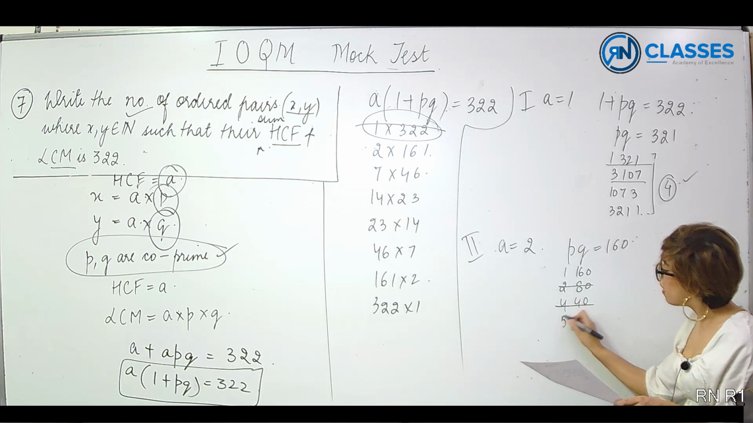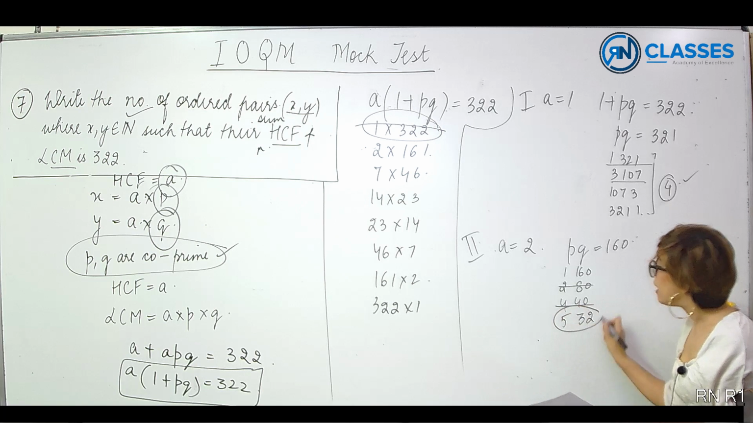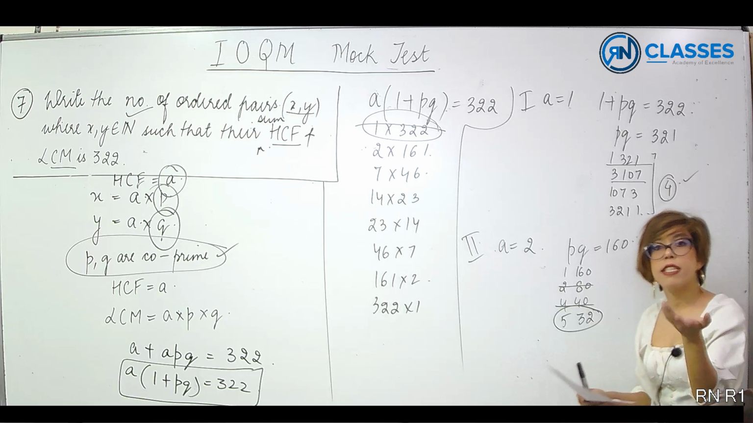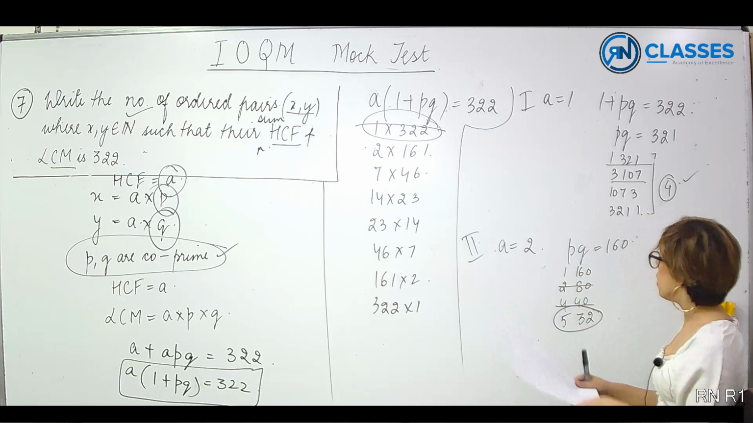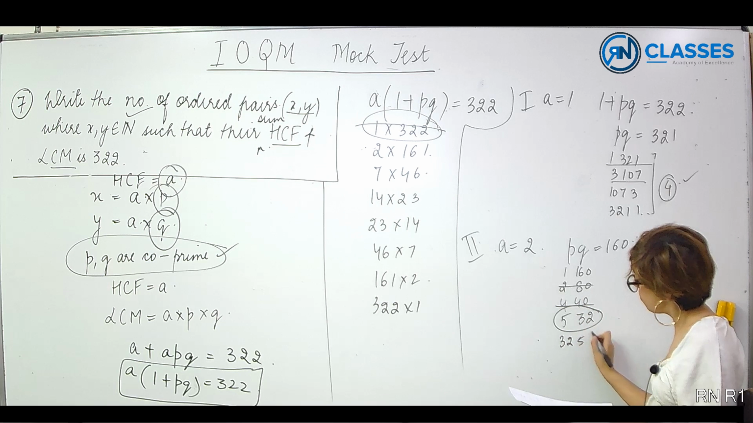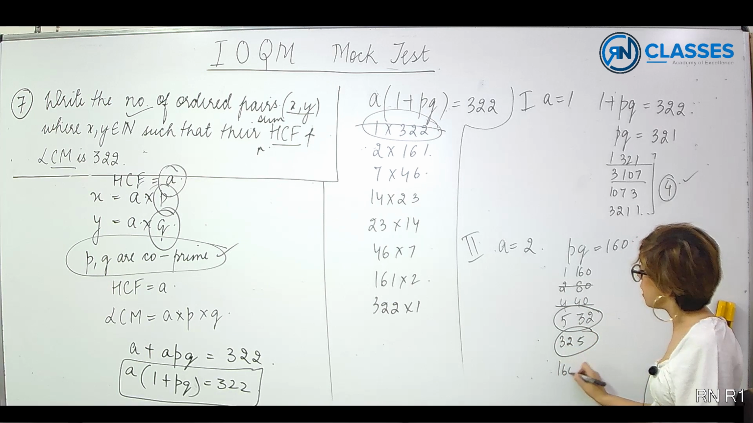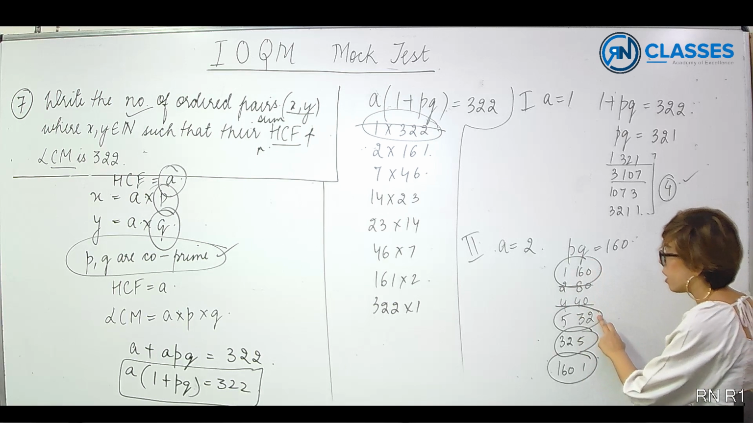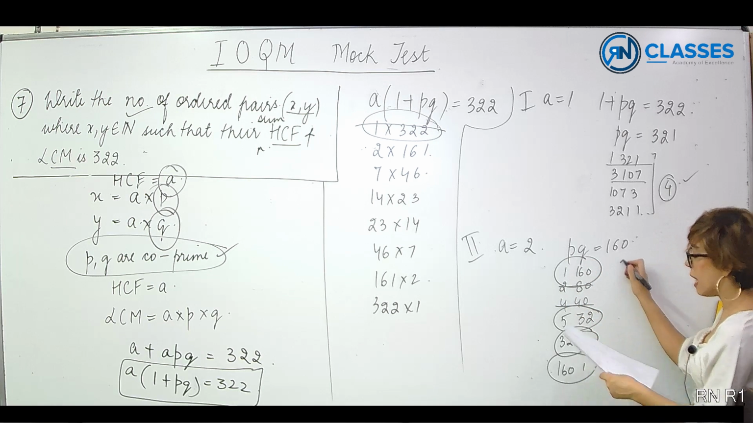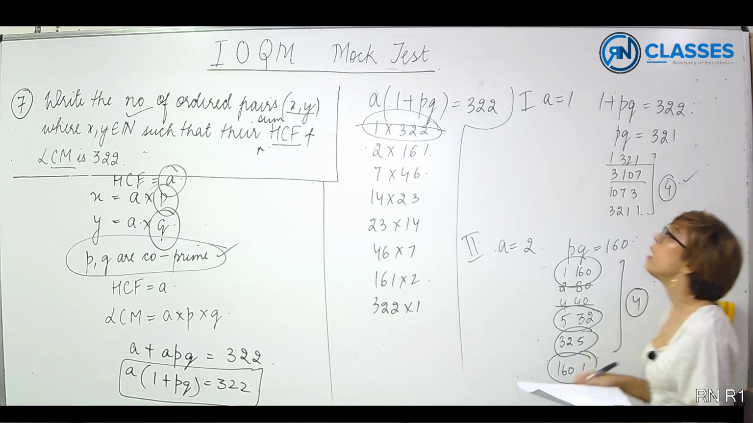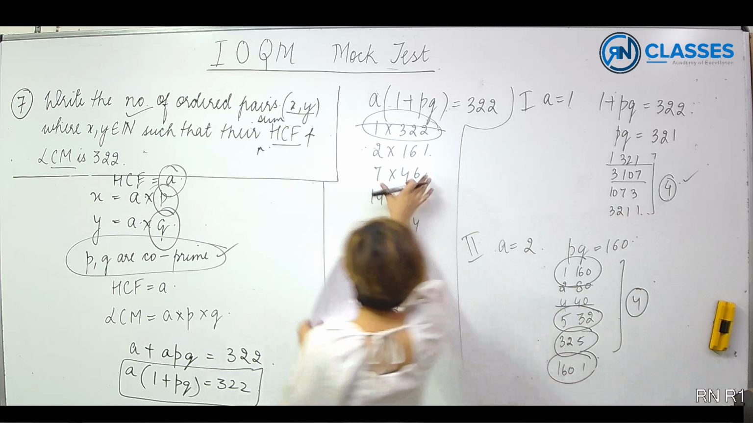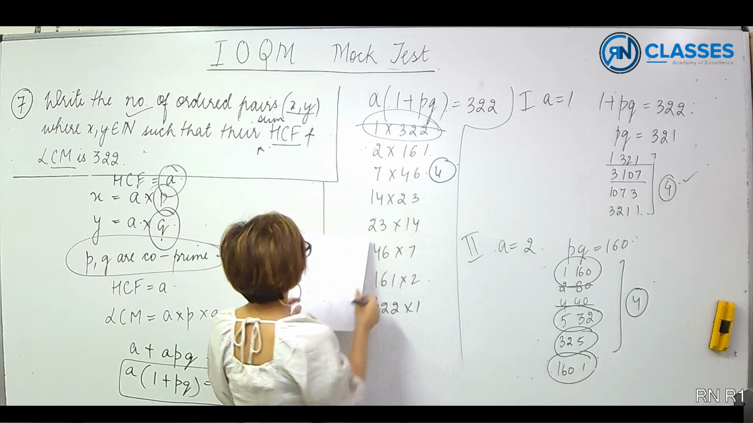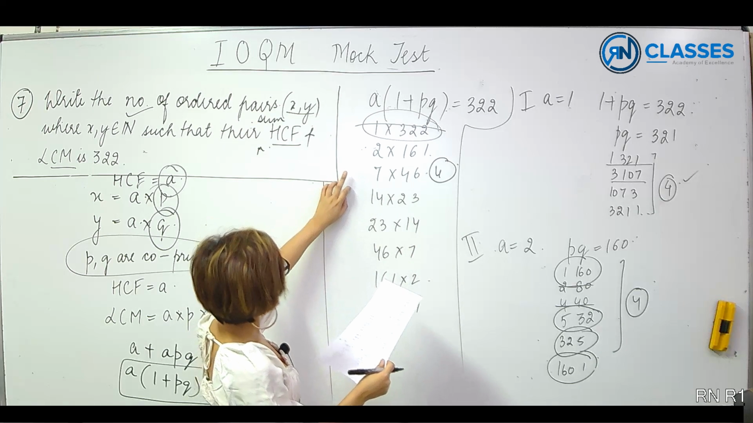Then I have 5 and 32. No common prime factor, I'll take it. Next is 8 into 20. Common prime factor is there. 10, 16, common prime factor, and so on. Next, I'll get 32 and 5. Then, obviously, I'll get 160 and 1. From this, I'll get one ordered pair, second ordered pair, third, fourth. So, again, I'll get 4 more. In similar lines, you can exhaust from this one. You will get 4 ordered pairs from here. Okay, next, A is equal to 46.